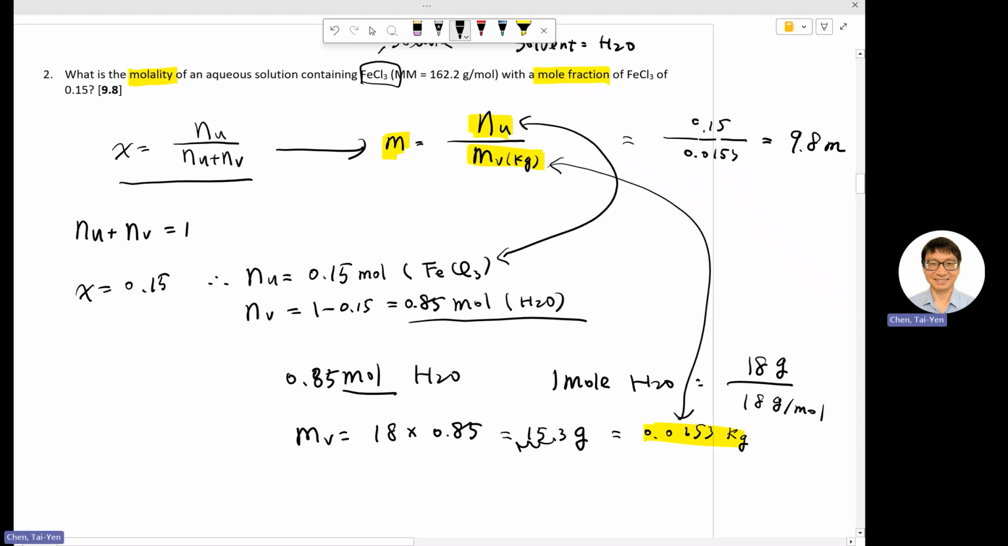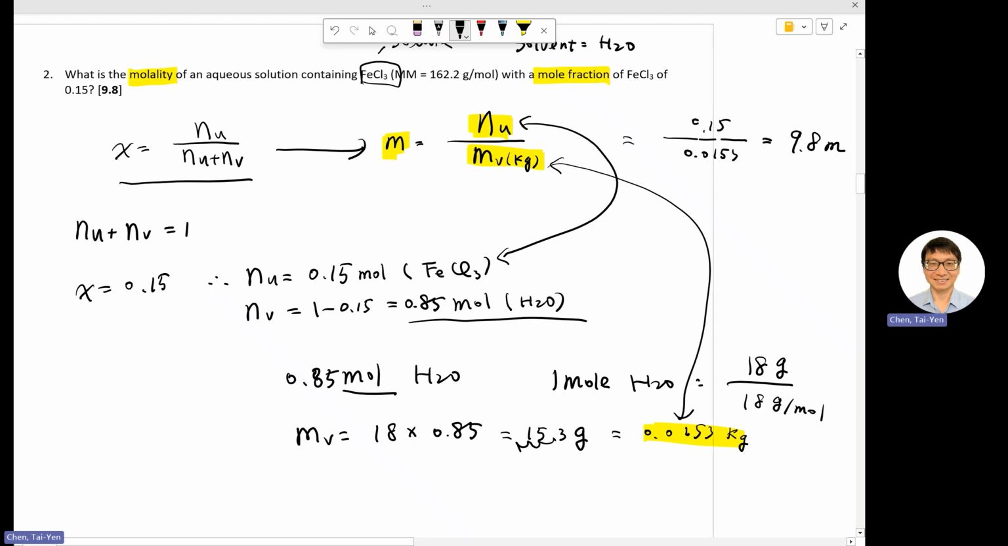To figure out the mass of your solvent, you go from the definition of moles, because 1 mole is the mass over the molecular weight, where the molecular weight you can always check. In this case, your solvent is H2O, so you can calculate the molecular weight. For 0.85 mole of water, you will know the weight of your solvent. So you know your numerator, you know your denominator. Therefore, you can calculate the molality.